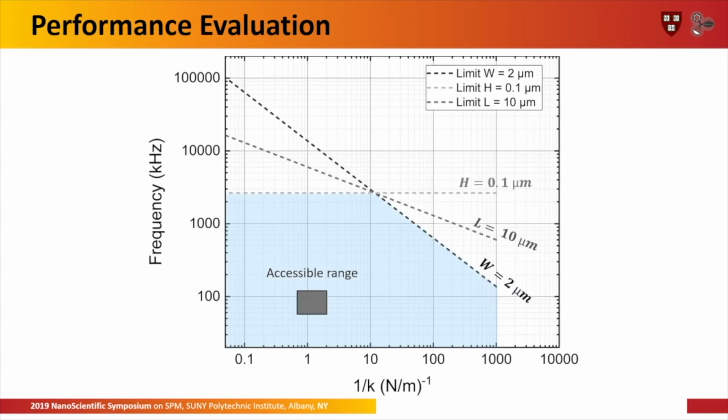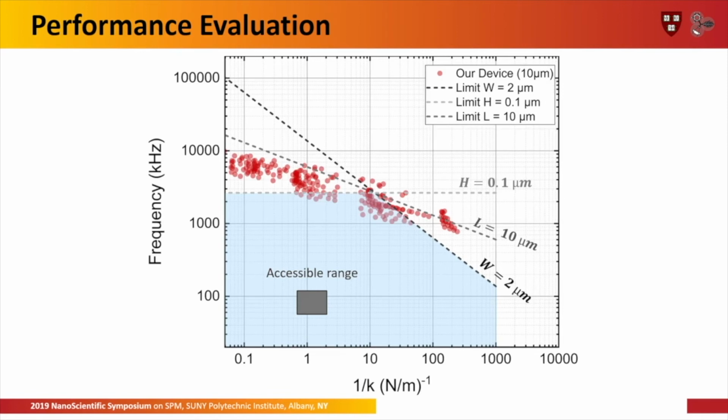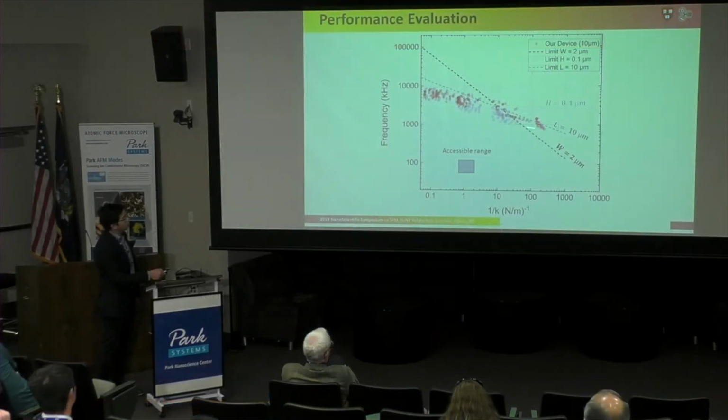And taking a look at this graph again, showing the limits of the rectangular solid beam. This is showing a possible case of 10 micron cantilevers. The first thing noticed here is that we reached the limit, and then we can actually push and go out of the boundaries to achieve either higher frequencies or lower spring constant.